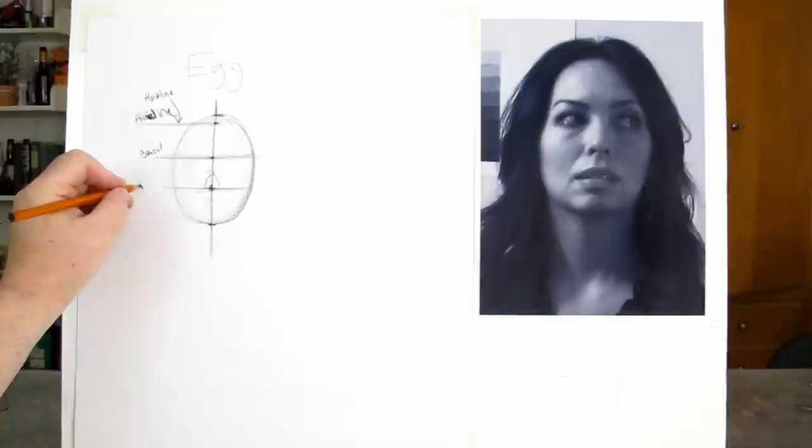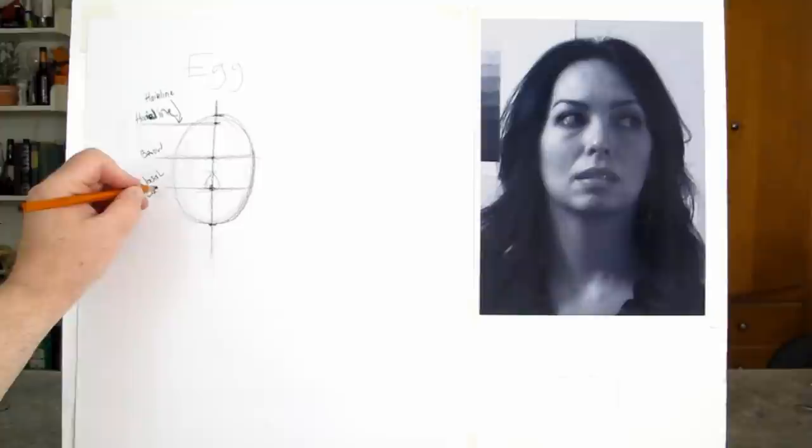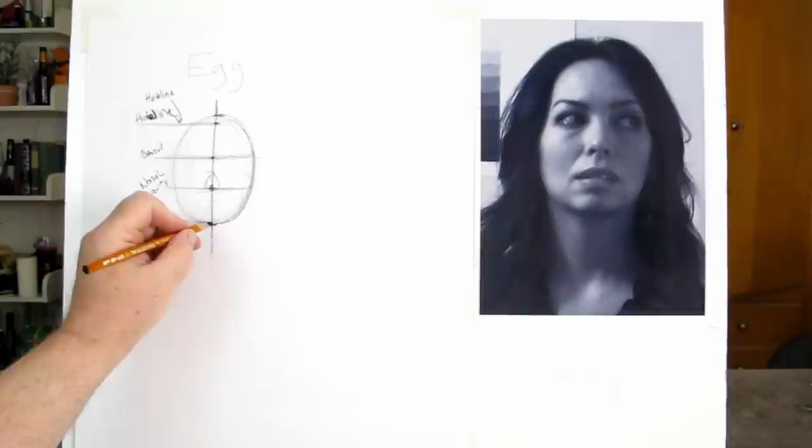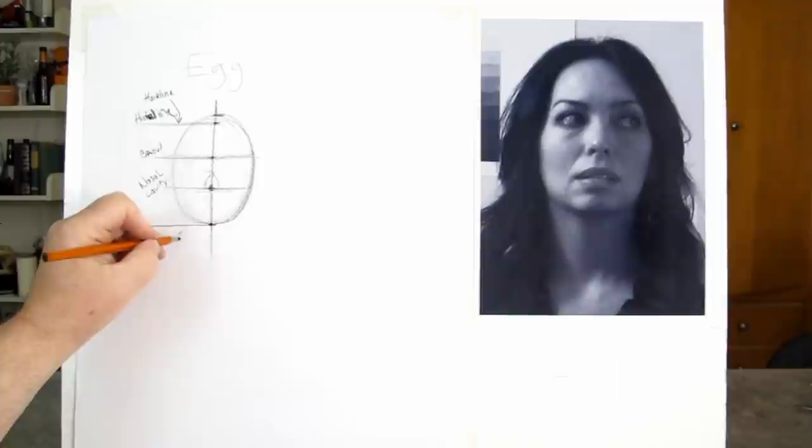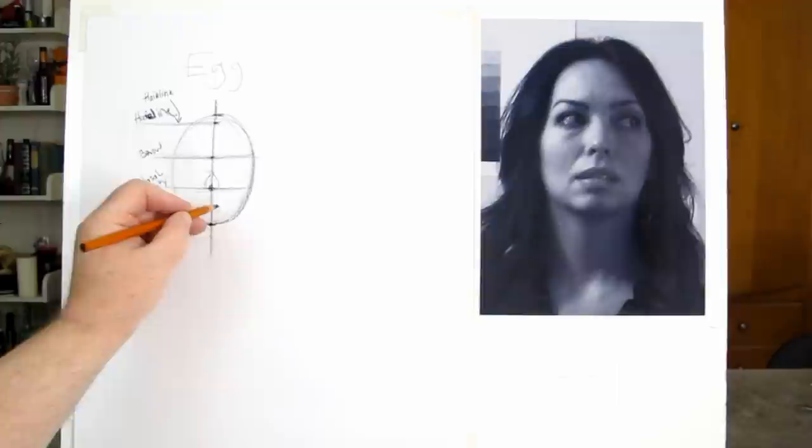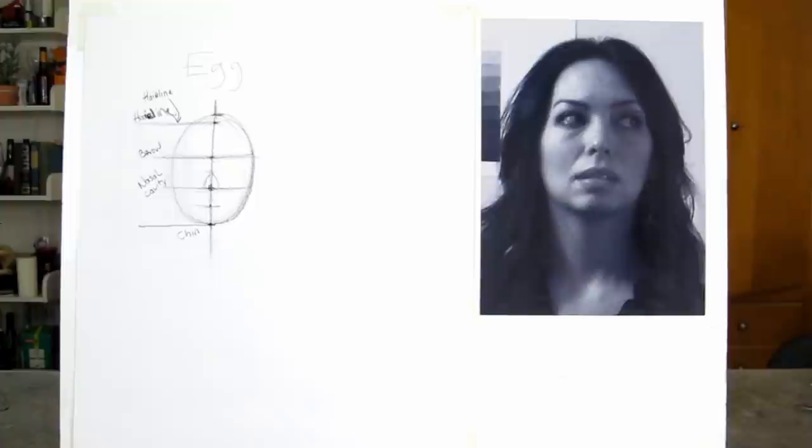And then this down here is, of course, the chin. And if we took the nose to the chin and cut that in half, that's about where the middle of the teeth were. So about right there is where you'd have the middle of the teeth.